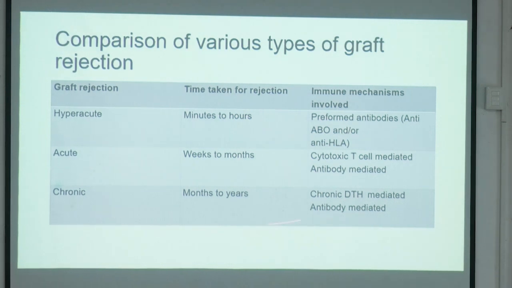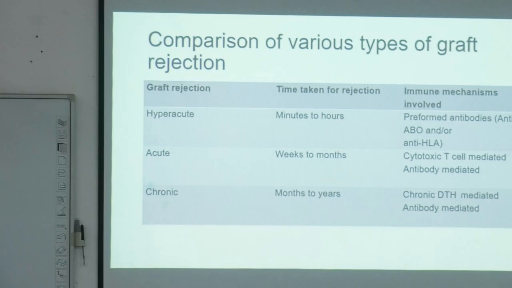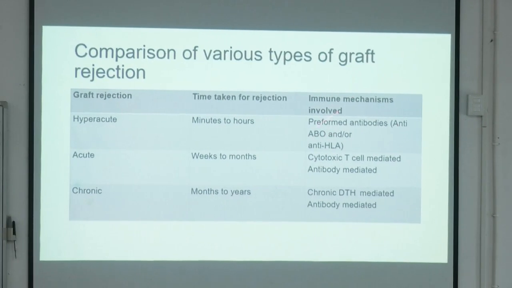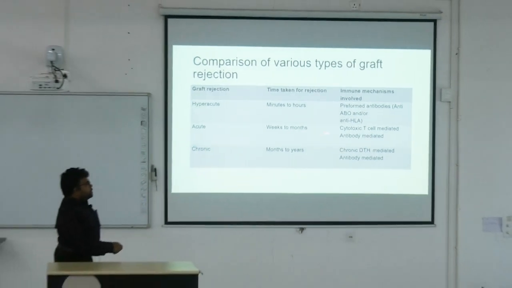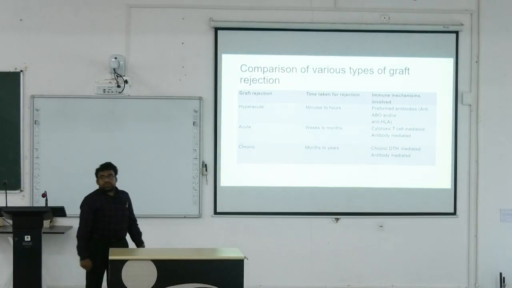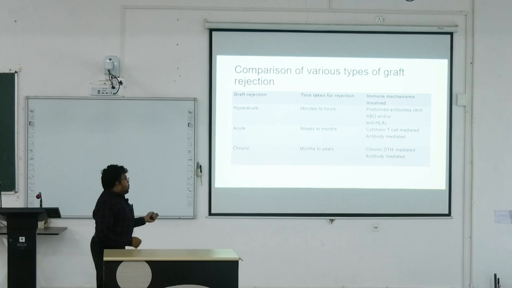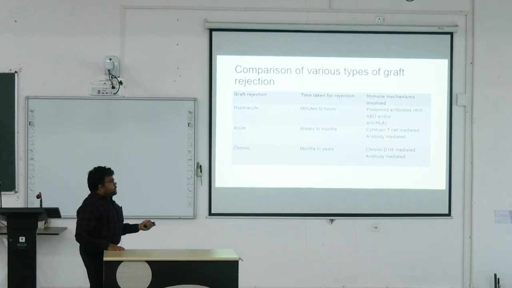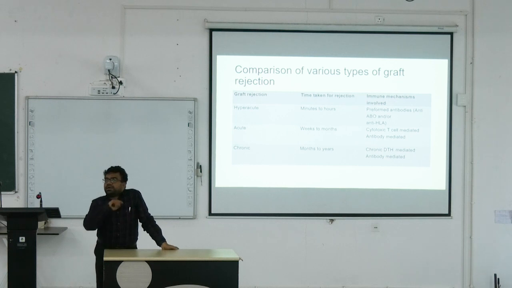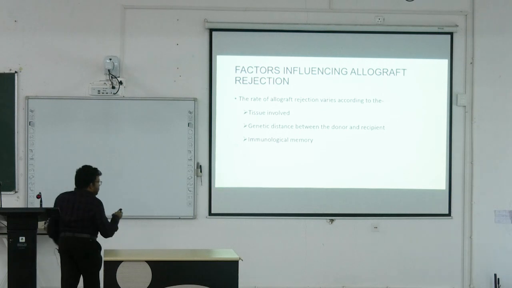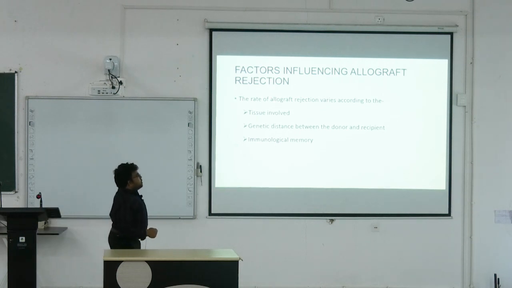So let us revise these three types of rejection. Hyperacute rejection is mainly by ABO or anti-HLA antibody. It occurs within minutes to hours. Acute occurs within weeks to months. It is mainly mediated by cytotoxic T cell and antibody mediated. Whereas chronic is mediated by chronic delayed type of hypersensitivity. Now you can see why initially I compared types of rejection with hypersensitivity. Okay. Now coming to factors influencing graft rejection.